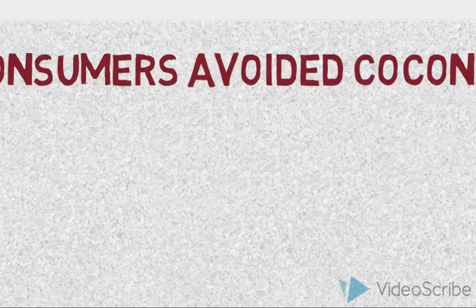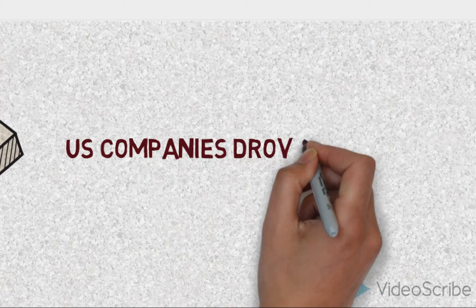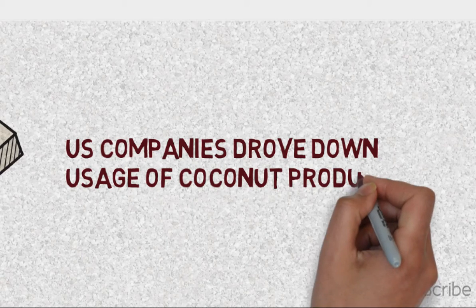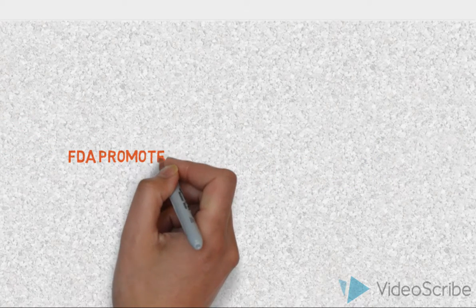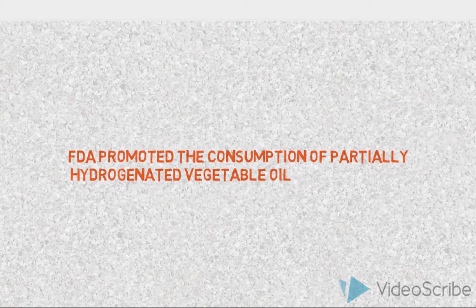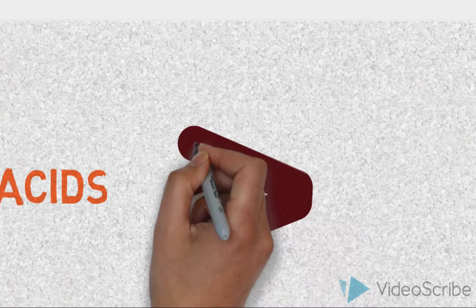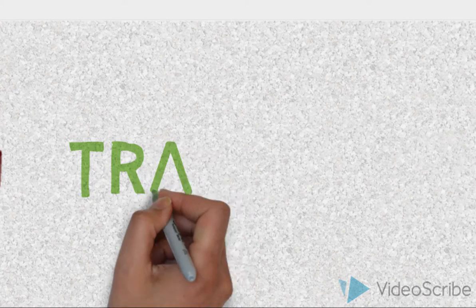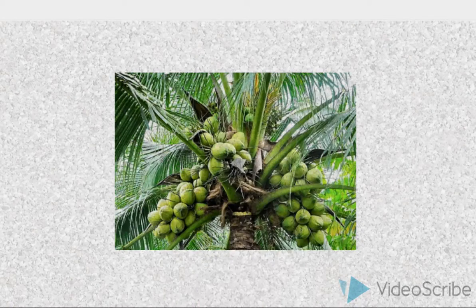This led to consumers avoiding coconuts and continued into the 1980s and 1990s, where U.S. companies in the domestic fats and oil industry focused its efforts on driving down usage of coconut products and especially coconut oil. During this time, the FDA promoted the consumption of partially hydrogenated vegetable oil and denounced saturated fats and hid the issue with respect to trans fat. This negative perception began to fade between 1988 and 1998. Research came out that saturated fatty acids were better for you than trans fat. Additional information was later learned about the many health benefits of coconuts, which led to a coconut craze in North America.